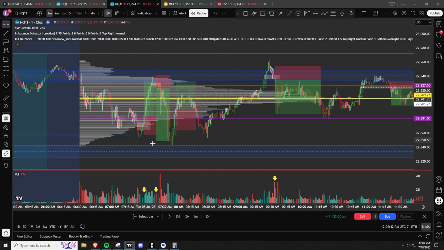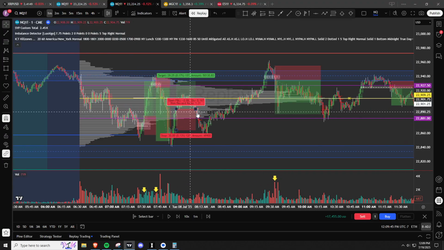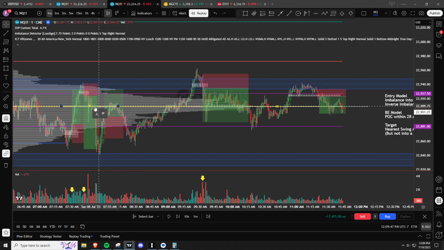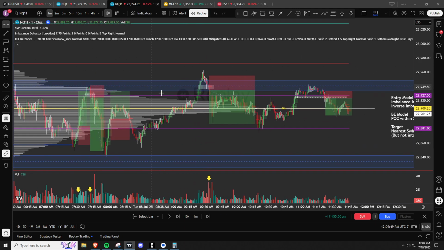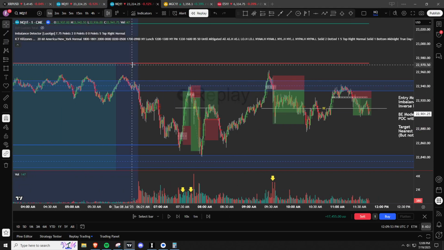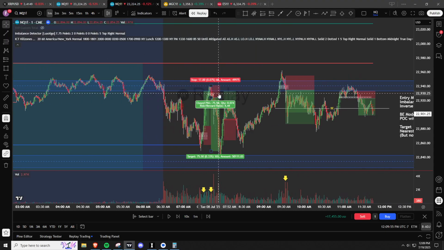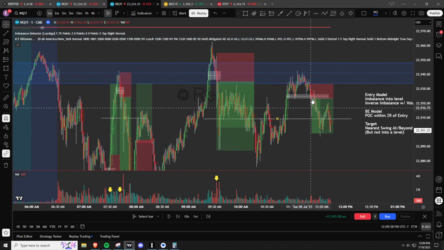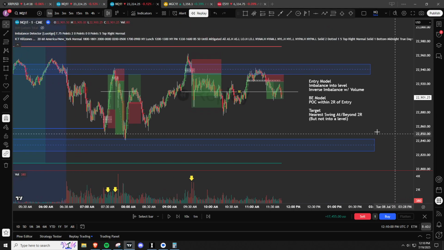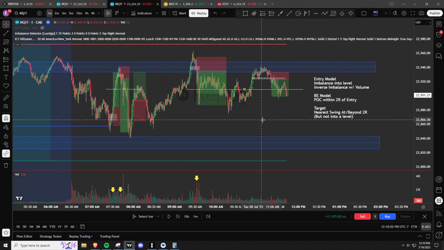You got a trade off of this low volume node. Didn't hit target, broke even. You can see the break even worked perfectly there. We then got another short off of the low volume node from the prior New York session. And then again, we got another short off that same low volume node. That provided 1, 2, 3 trades for us, all winners.